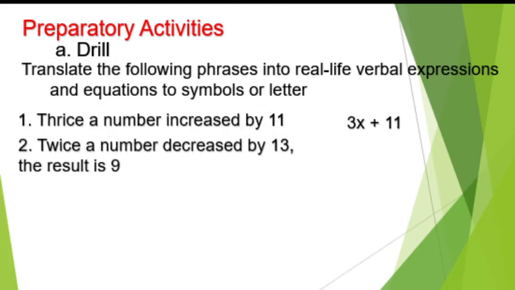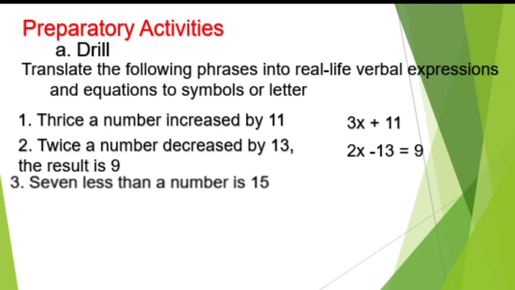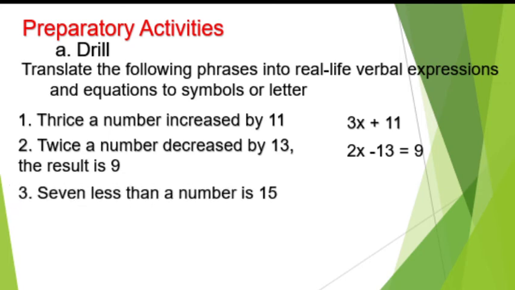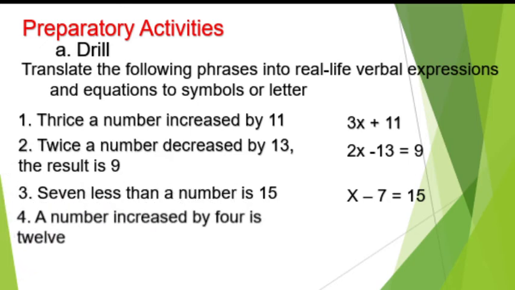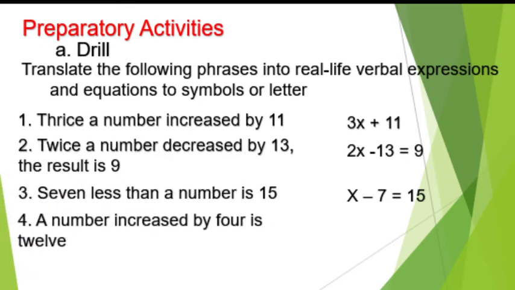Twice a number decreased by 13. The result is 9. So that is 2x minus 13 is equals to 9. 7 less than a number is 15. So x minus 7 is equals to 15. A number increased by 4 is 12. So that is n plus 4 equals 12.